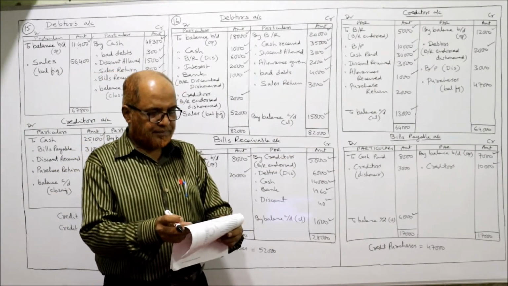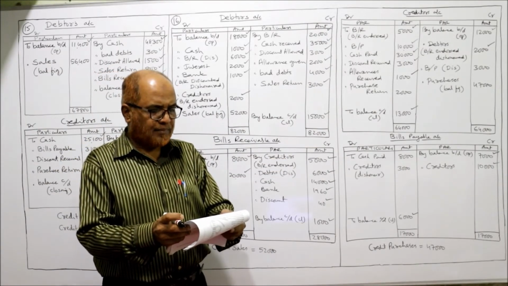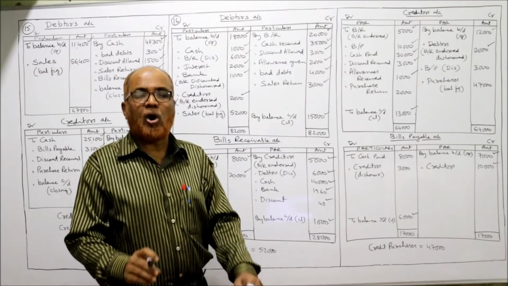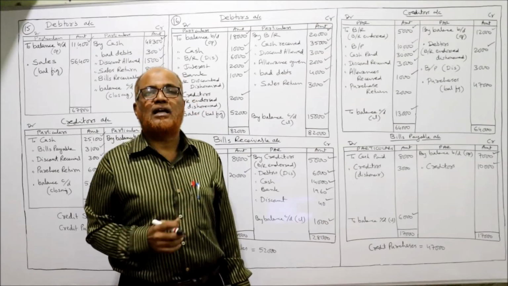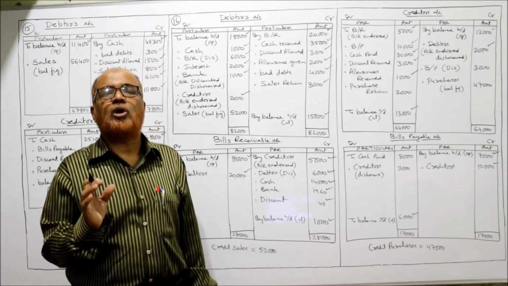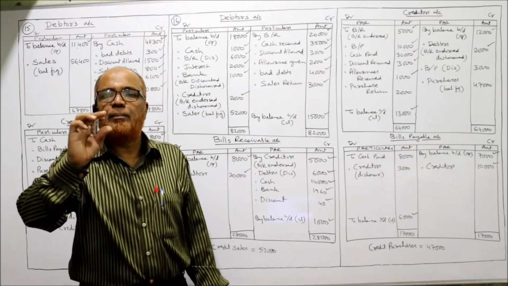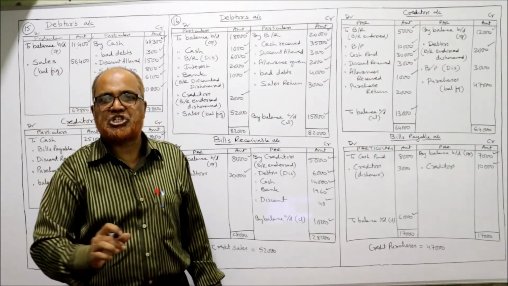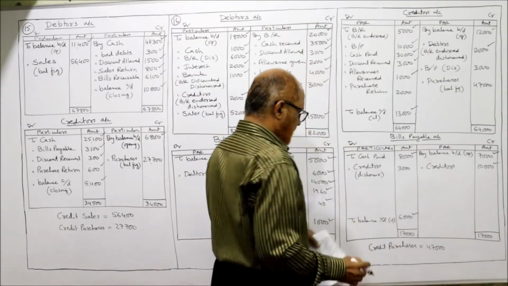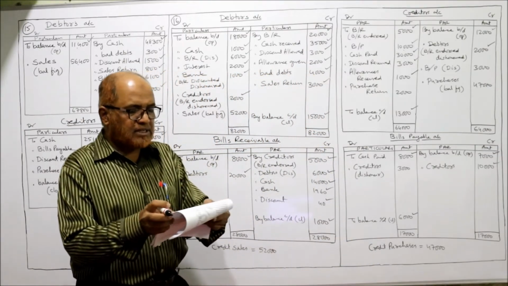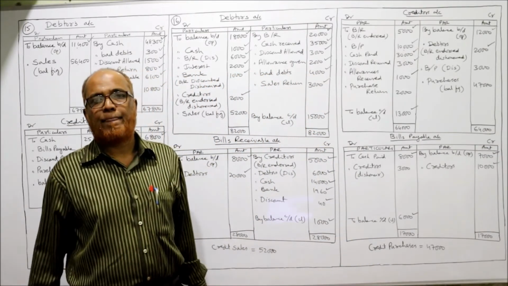Next entry will be bills payable honored. Bills payable honored means we have paid the amount. We have paid the amount on bills payable. Entry will be bills payable account debit to cash. So here bills payable account debit to cash. Cash paid 8000. Then bills payable dishonored.